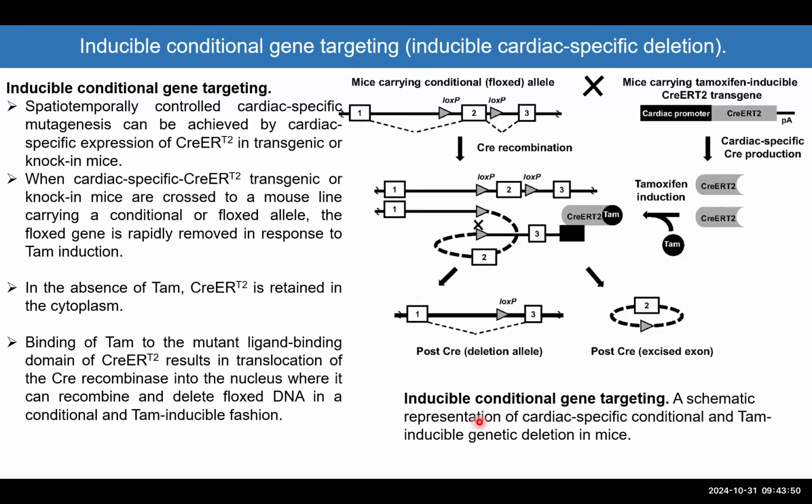So this is a knock-in animal. This is a conditional knockout animal. And together, they generate a tissue-specific inducible knockout. Inducible conditional gene targeting. Okay? This is everything I will be describing for you today, and I will stop to take any questions.